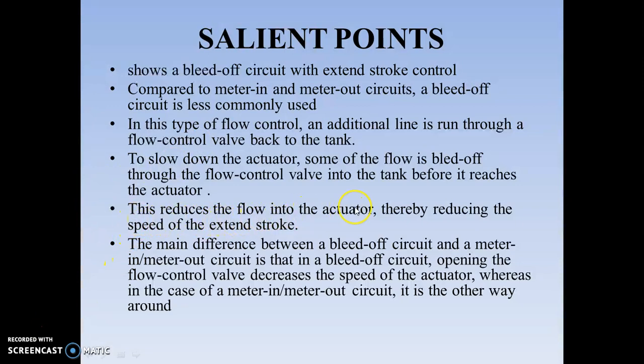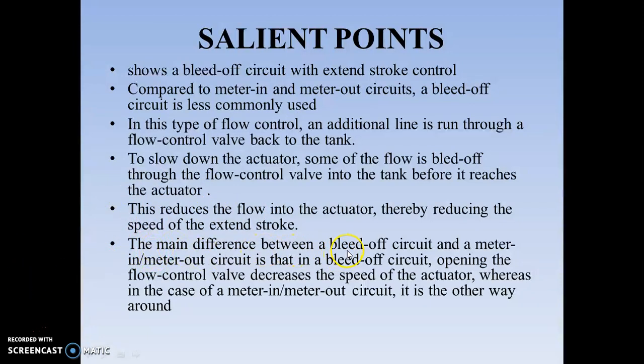So this will reduce the flow into the actuator, thereby reducing the speed of the extend stroke. That means if less liquid reaches the actuator, it will reduce the speed of the extend stroke. If a certain amount of liquid was reaching the inlet of the cylinder and the extension speed was more, now if I bleed off a certain amount of liquid, that means I am not allowing that liquid to reach the actuator. So if less liquid reaches the actuator, the movement of the actuator will be slowed down, as a result of which it will reduce the speed of the extend stroke.